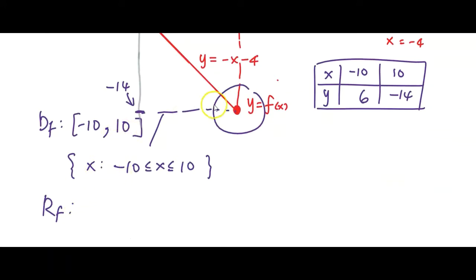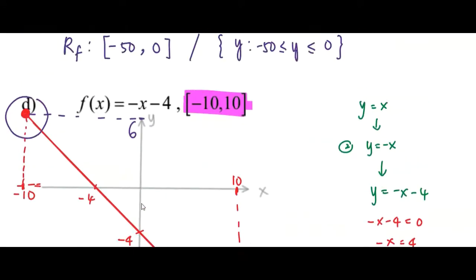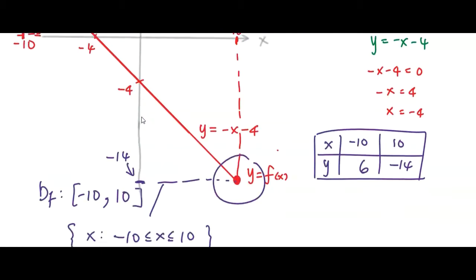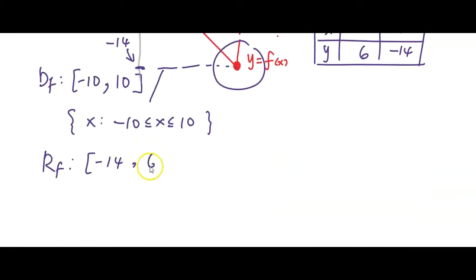The range is finding the lowest point of the graph. This is the lowest point of the graph, and its corresponding value of y is negative 14, right? So just put negative 14 as the beginning point of our interval for the range. And it ends with the highest point. The highest point is over here, and its corresponding value of y is 6, right? So this interval will end with 6. And both use the close bracket.